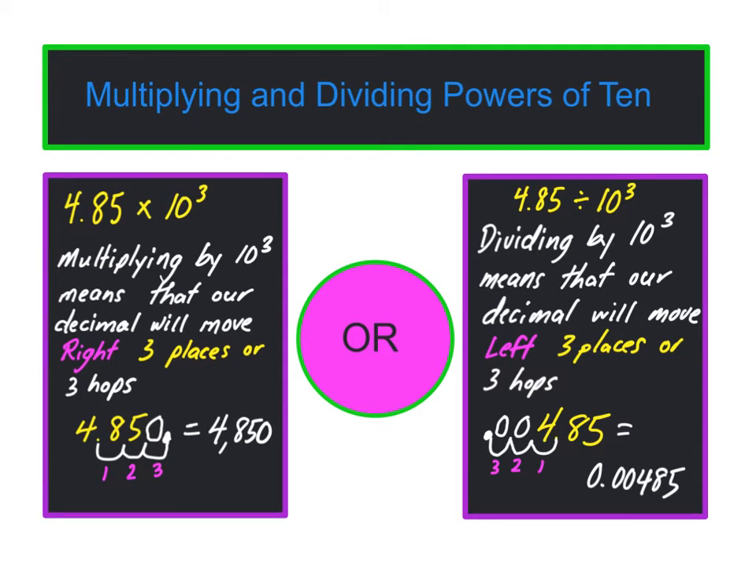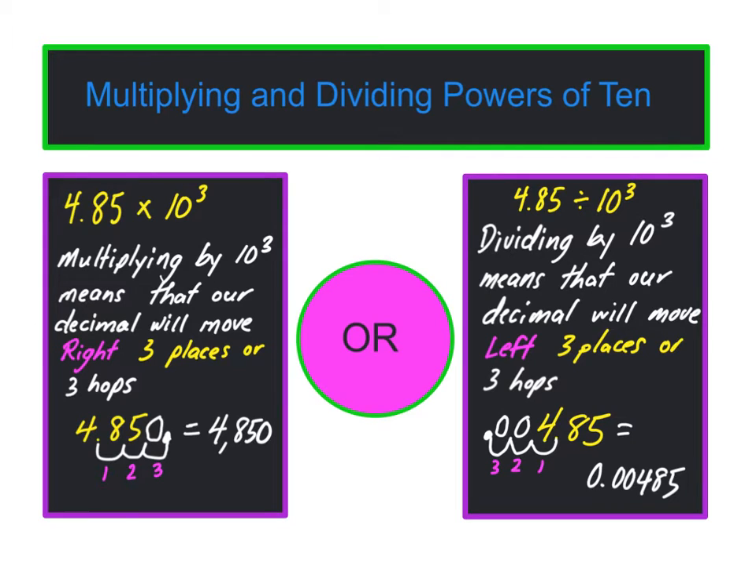Multiplying and dividing powers of 10. First, let's take a look here at our multiplication problem. Here we have 4 85/100ths times 10 to the third power. Multiplying by 10 to the third power means that our decimal will move right 3 places, or 3 hops. Talked about that in the previous video.